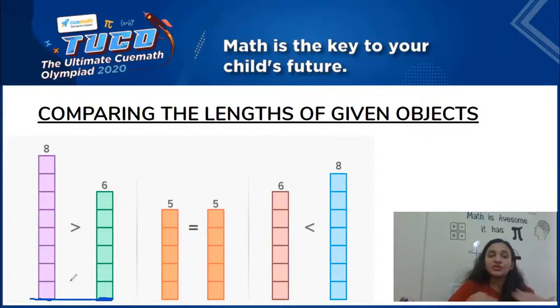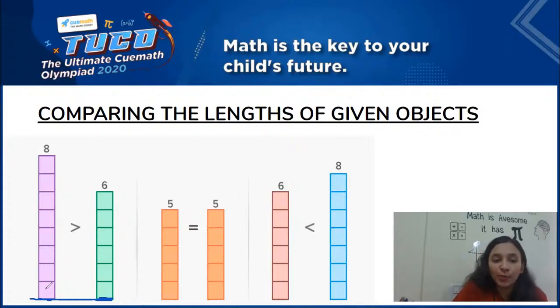Now what happens is, because they are starting from the same level, the one which goes higher is the one which is lengthier. And so we can clearly say that the purple one is lengthier than the green one. But how much is the purple one lengthier than the green one is what we need to count.